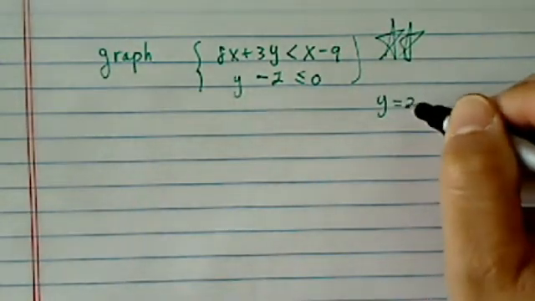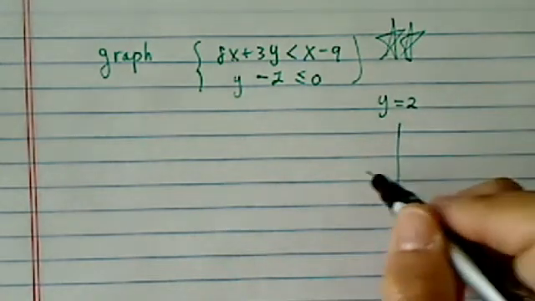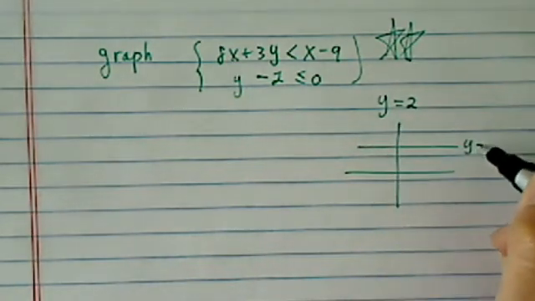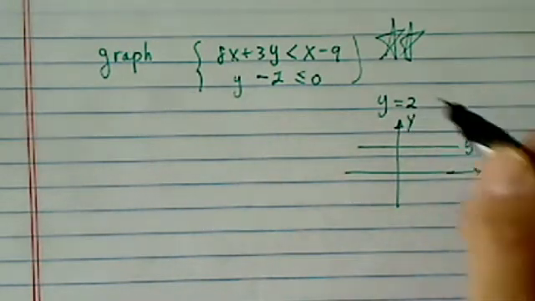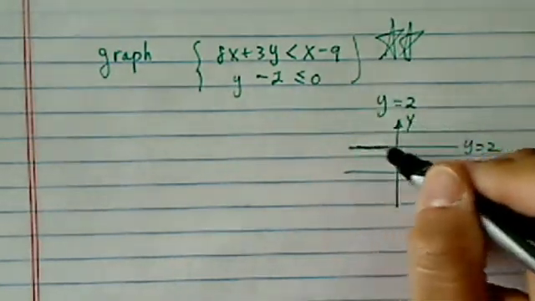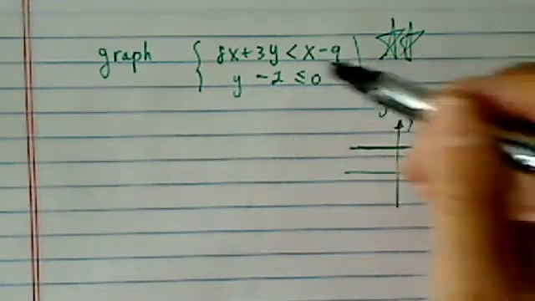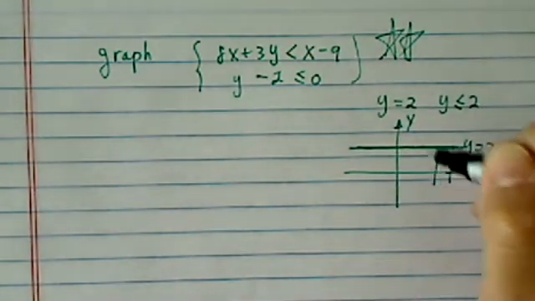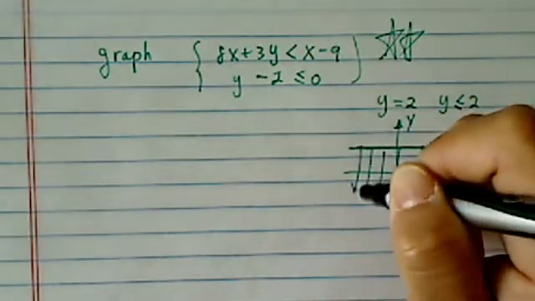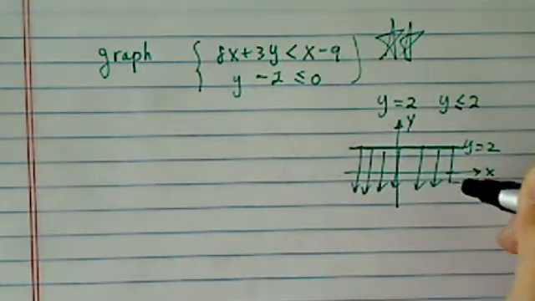Let's graph y equal to 2 first. Okay, so let's just graph a sketch of it first. So this is y equal to 2. It's going to be a solid line because there's an equal sign here. Okay, once I graph it, since it's an inequality, I need to graph y is less than or equal to 2. So everything under this line is part of my solution.